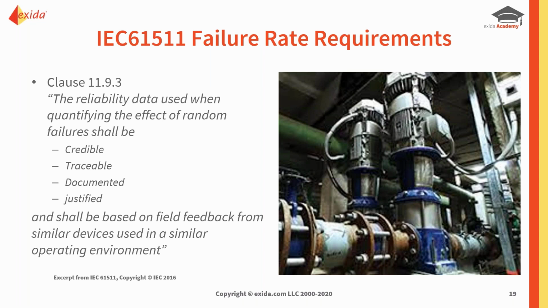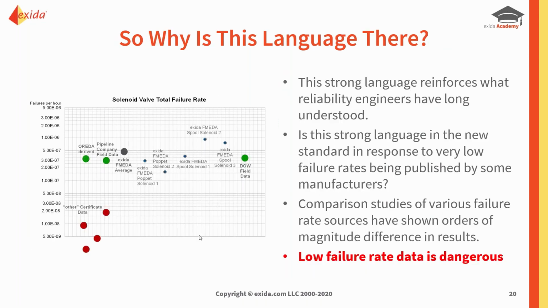So 1511 now includes this clause 11.9.3, where it says that the reliability data used when quantifying the effect of random failures shall be, so it's a shall, it's not a should, it's a shall, so this is a requirement, credible, traceable, documented, and justified, and shall be based on field feedback from similar devices used in a similar operating environment. Now, why was this language put in there? The language was put in there to try and counteract some of this.